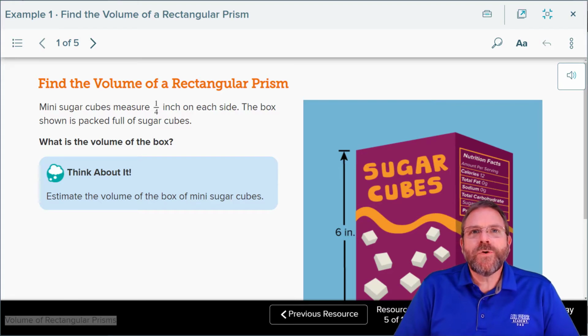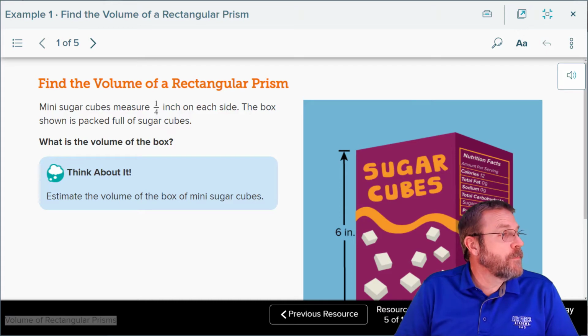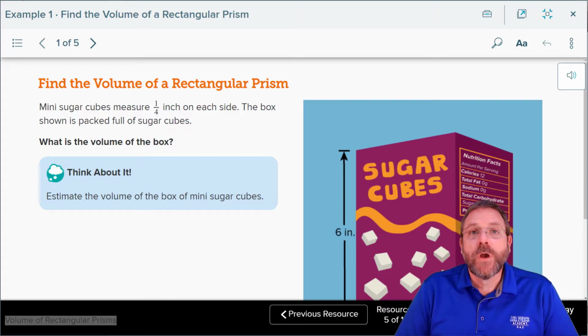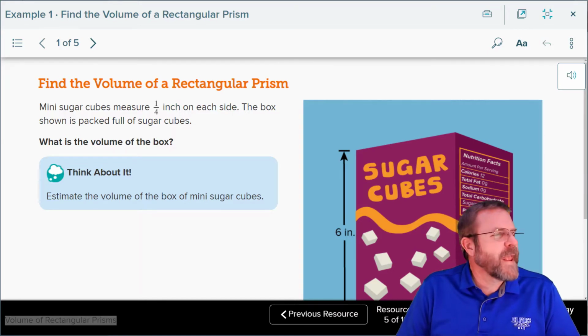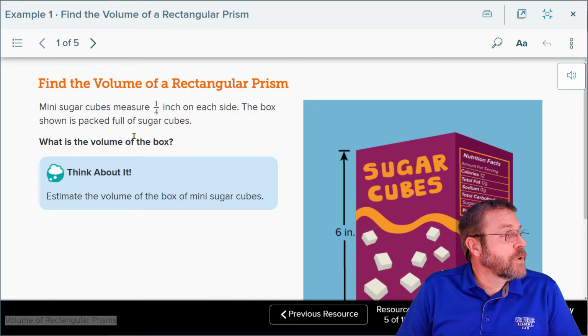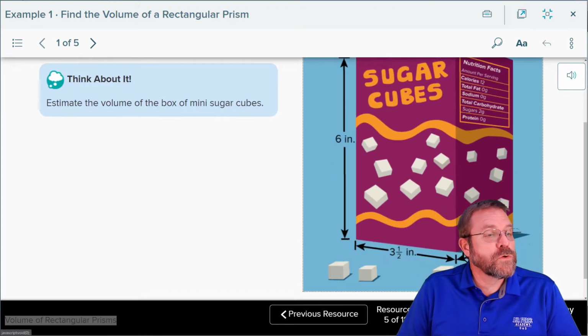Welcome back to part 2 of Module 9, Lesson 1, where we're continuing our study of the volume of rectangular prisms. We're on example 1 now, which talks about mini sugar cubes that measure 1/4 inch on each side. That's some pretty small sugar cubes. I think the normal ones are about 1/2 inch. The box shown is packed full of sugar cubes.